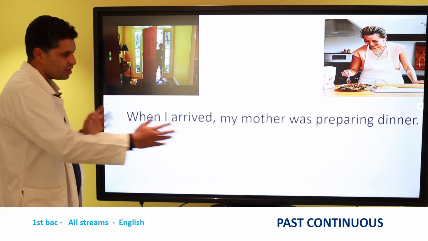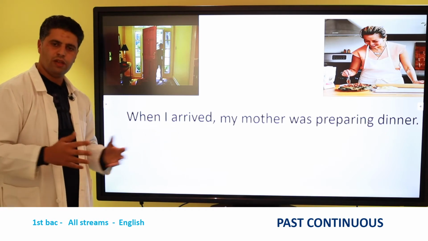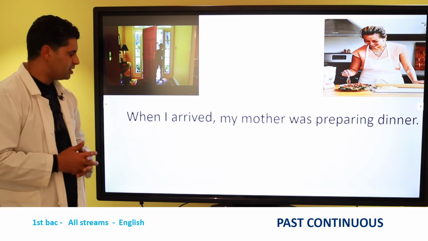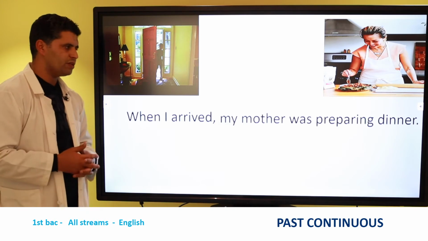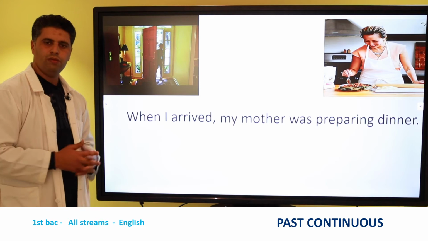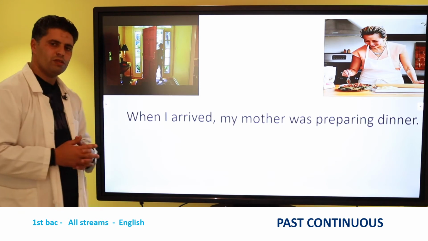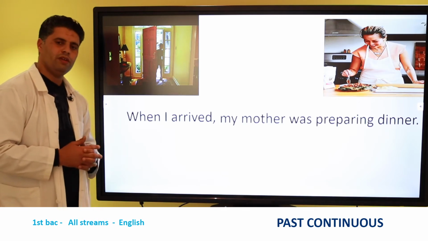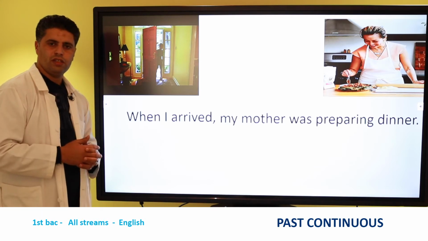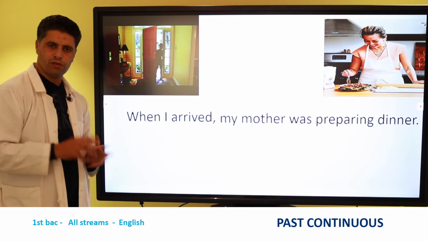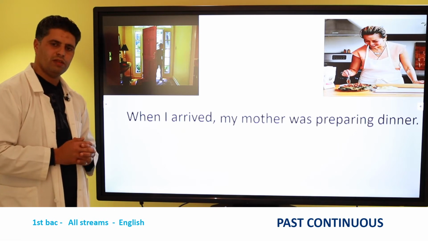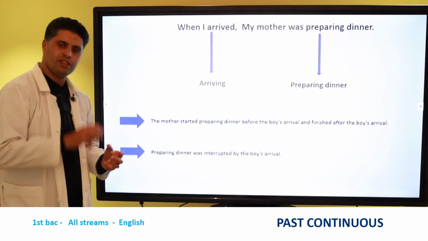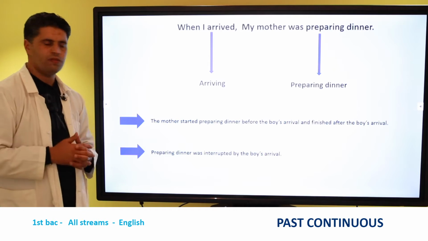But after reading the statement we have here on the projector, you will know which time we are talking in. So here we have a statement. When I arrived, my mother was preparing dinner. Now you can understand that the two events, arriving and preparing dinner, are actions that happened in the past. So here we are talking about two actions in the past. Let's focus on the statement we have here and see the ideas that we can get from it.